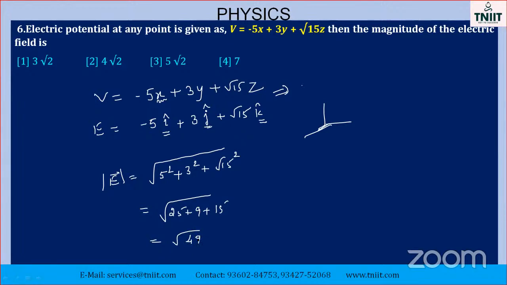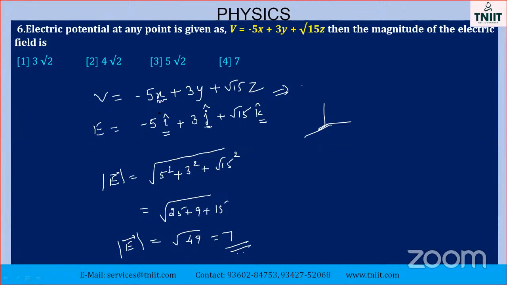So what is root 49? Root 49 is nothing but 7. So the electric field intensity vector magnitude is root 49, that is nothing but 7.